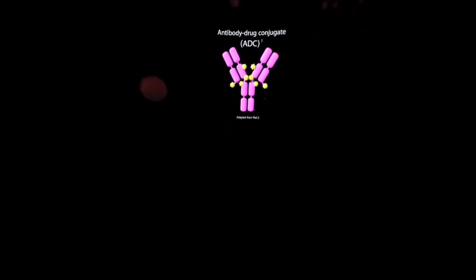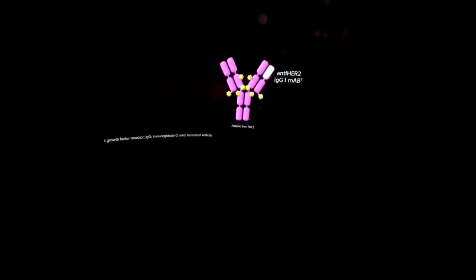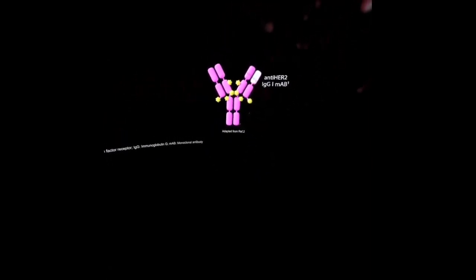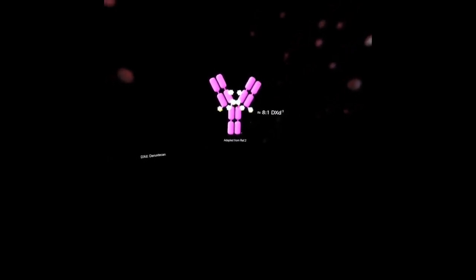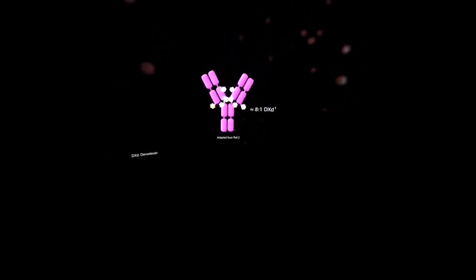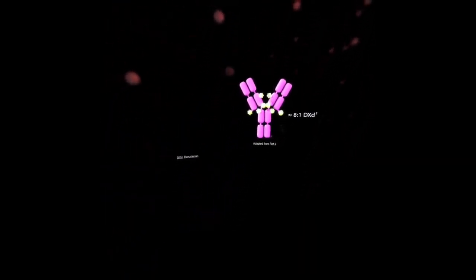Trastuzumab deruxtecan is a HER2-targeted antibody-drug conjugate, ADC, stable in plasma, that contains a humanized anti-HER2 IgG monoclonal antibody with the same amino acid sequence as trastuzumab, produced by mammalian Chinese hamster ovary cells, linked to DXd, an exatecan derivative and a topoisomerase I inhibitor. Approximately 8 molecules of deruxtecan are attached to each antibody molecule. Deruxtecan links to the antibody via a covalent tetrapeptide-based cleavable linker.